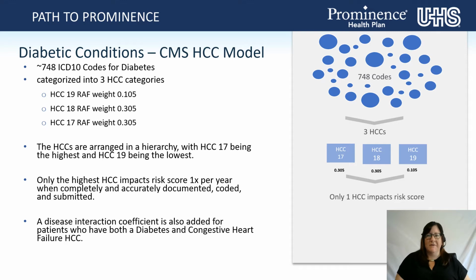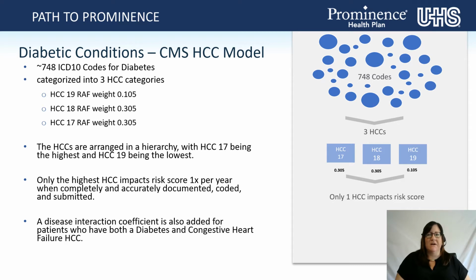Here we have the CMS-HCC risk adjustment model that shows all of the diabetic conditions that risk adjust. There are 748 ICD-10 diagnosis codes that risk adjust for diabetes that are categorized into 3 HCC categories: HCC 19 that carries a risk weight of 0.105, HCC 18 that carries a risk weight of 0.305, and HCC 17 that carries a risk weight of 0.305.